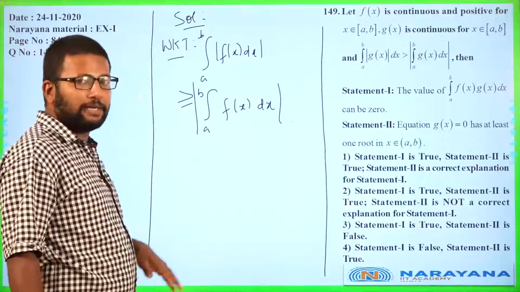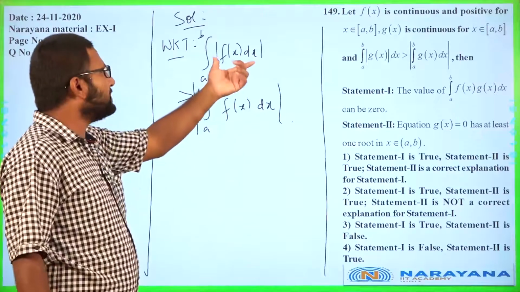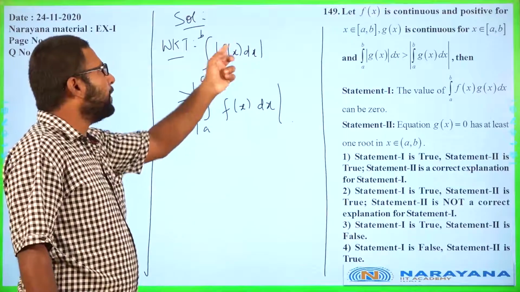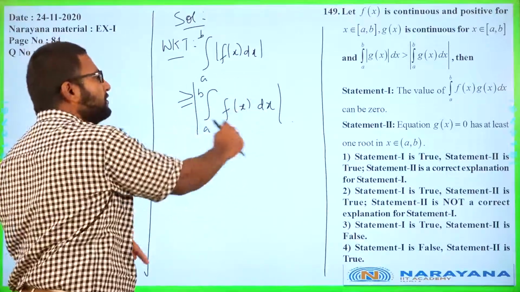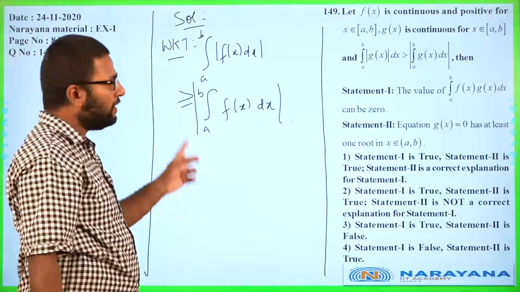Therefore, equality is valid. On the other side, if f(x) is completely negative, then because of mod I can put a minus outside. Similarly, for this mod also, because this also becomes negative, this mod also can be removed and I put a minus outside.